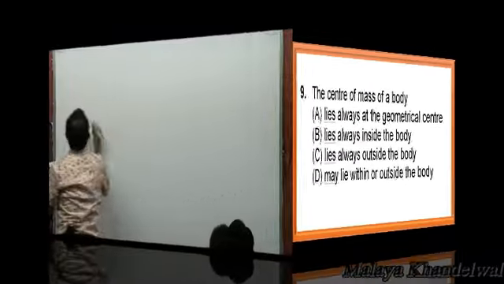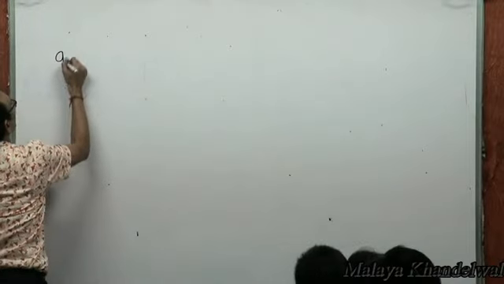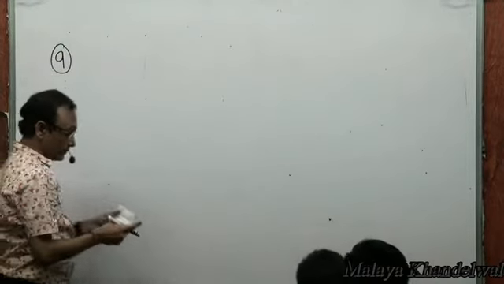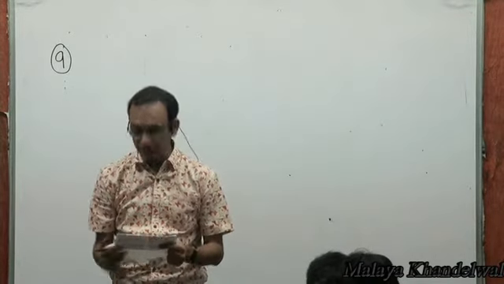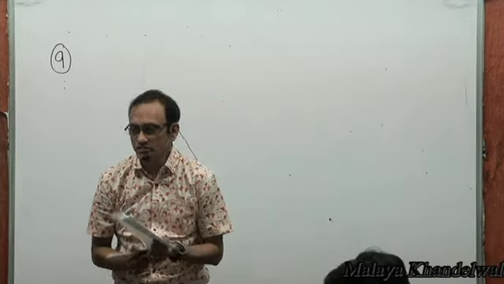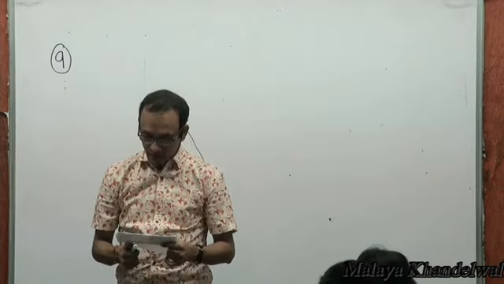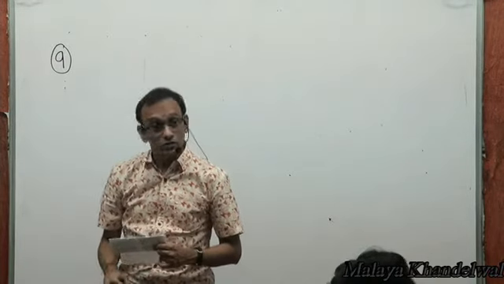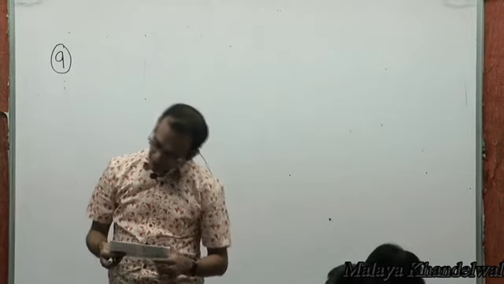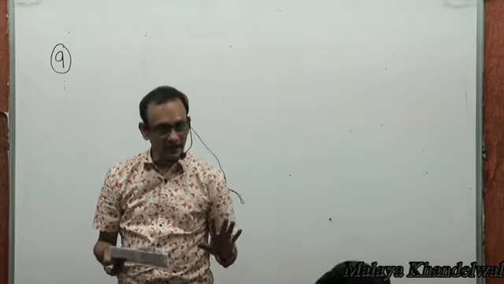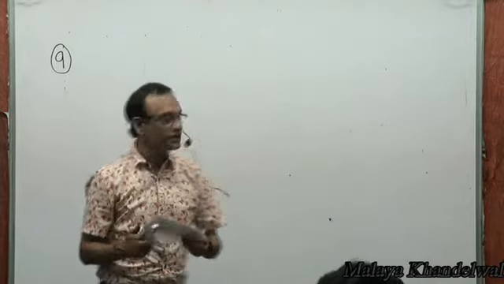Number 9. Center of mass of a body, option A, lies at the geometrical center. Rubbish. Not necessarily. Always lies inside the body? No, not necessarily. Lies outside the body? No. It could lie anywhere. It could lie anywhere, right? So, option D, 9D.